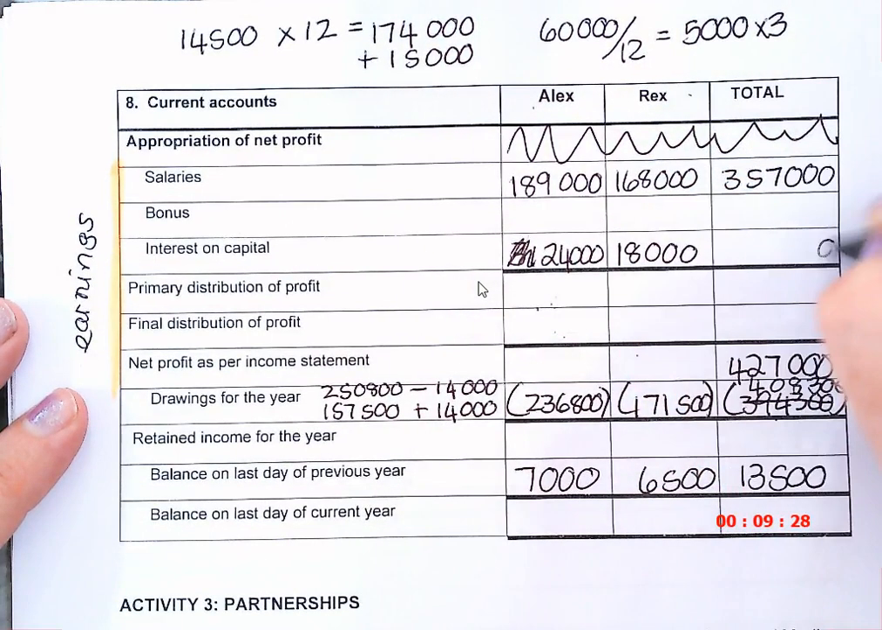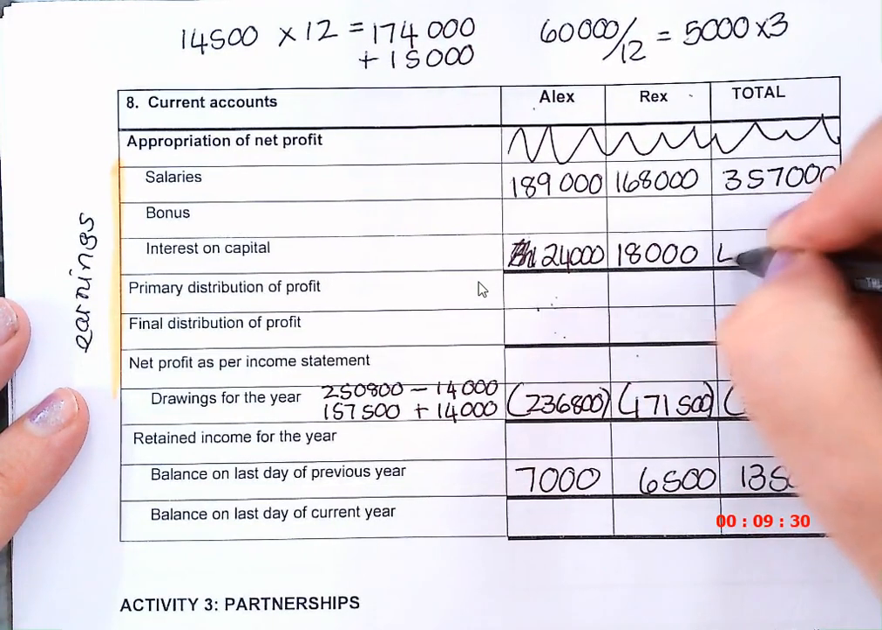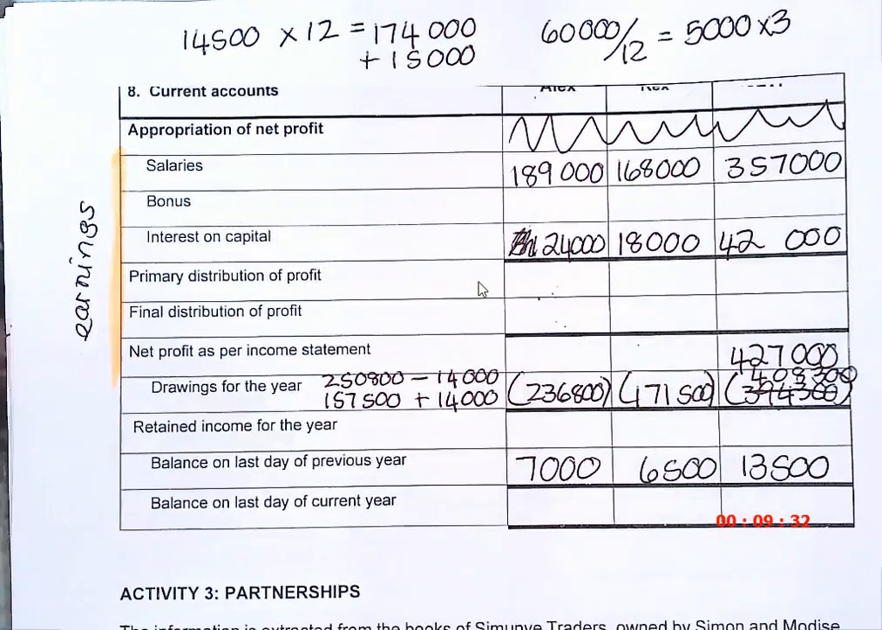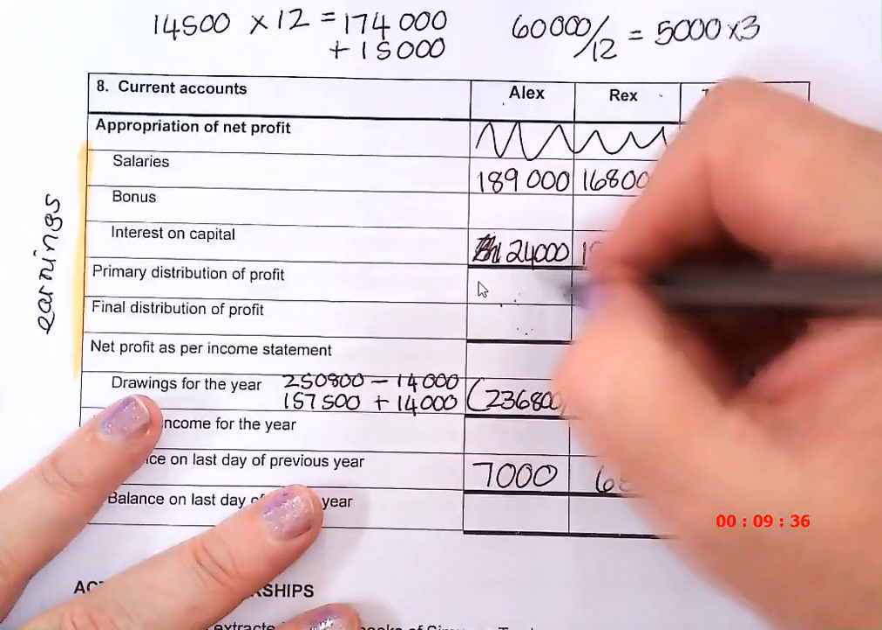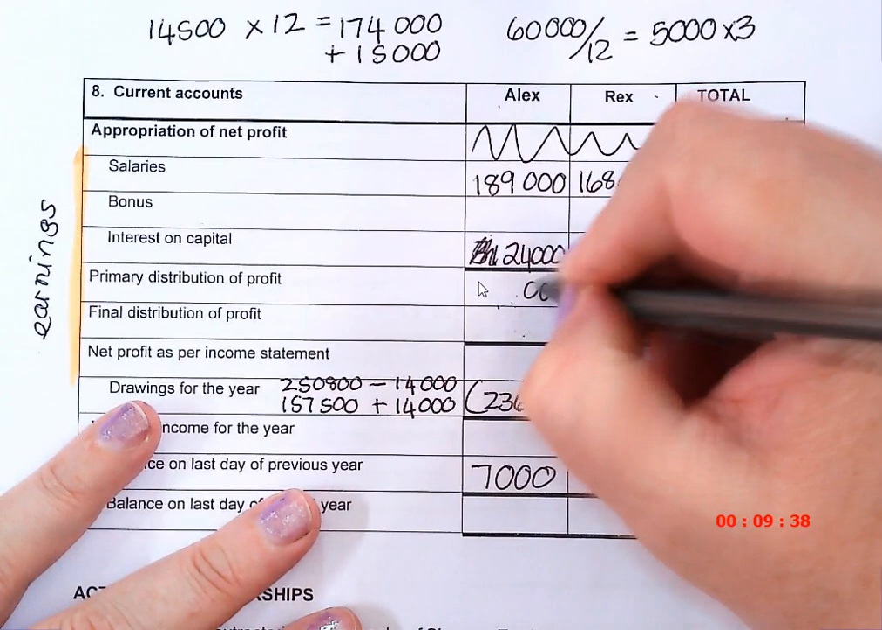So if I add, I get 42. And now I add downwards. So it gives me, anybody?